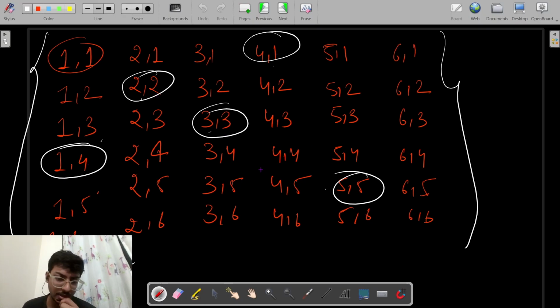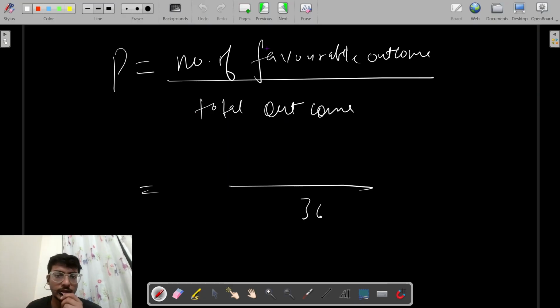Let me check if I'm missing something or not. Like 4, 9, and 25. 25 is only possible here. Apart from this, not possible. So 4 is possible here. 9 is possible here. Correct. 4 is possible here. Yeah, we have covered all the cases. So that is 5 by 36. The probability is 5 by 36.